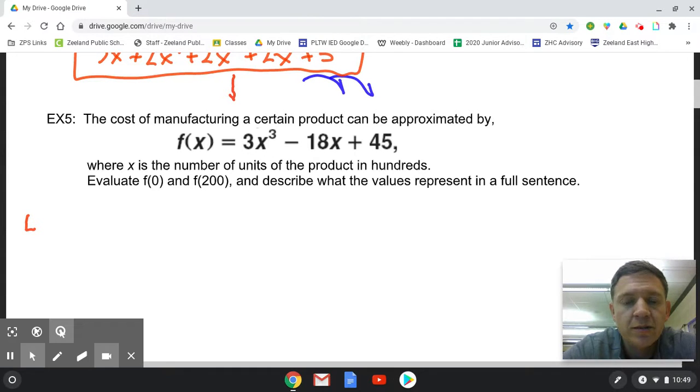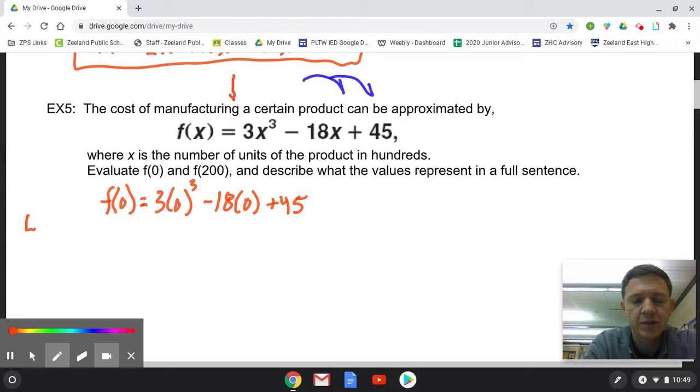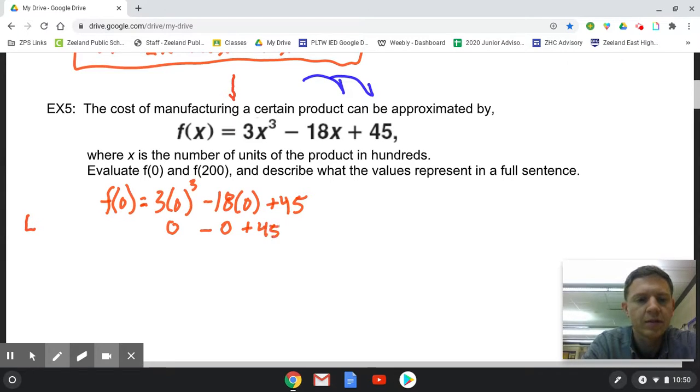Evaluate just means plug it in. You've used a function before. So let's plug in 0 to that function and see what we get. I just put 0 in where I saw x's. Well, 0 cubed is 0 times 3 is 0. 18 times 0 is 0. So 0 minus 0, and then plus a 45. 0 minus 0 is 0 plus 45 is 45. So plug in 0, get out 45.